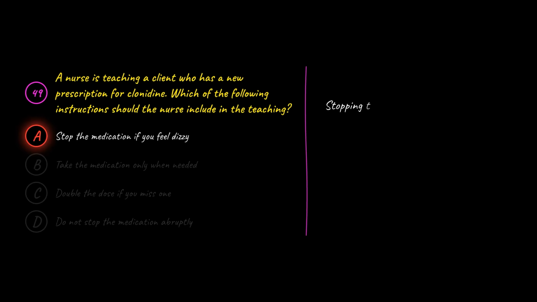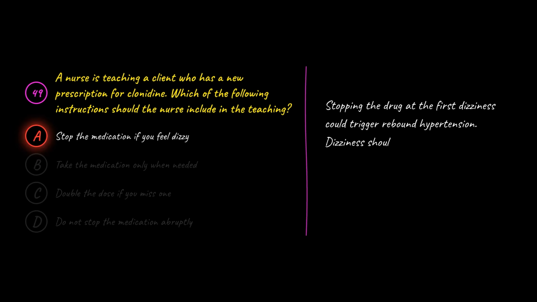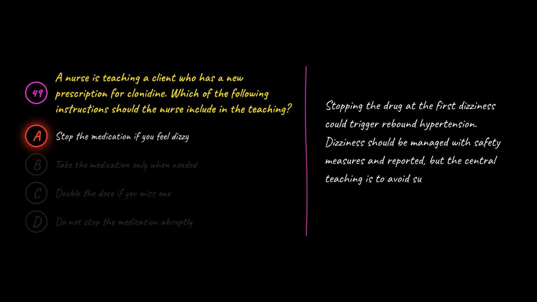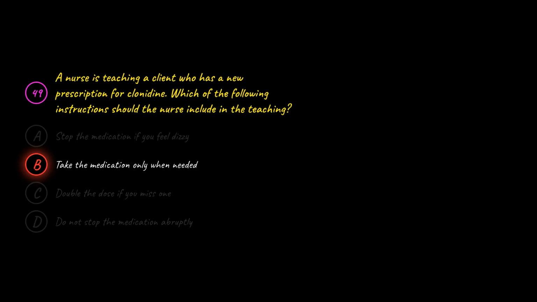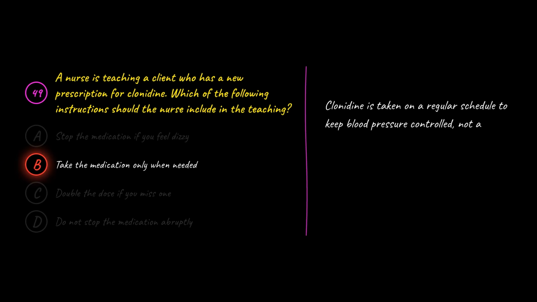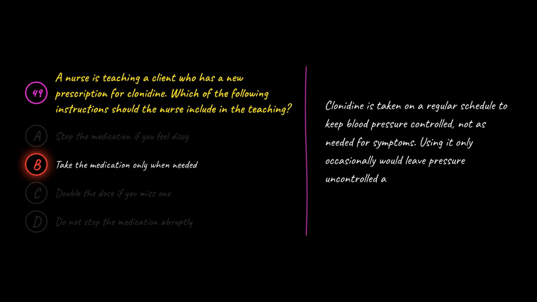A is wrong because stopping the drug at the first dizziness could trigger rebound hypertension. Dizziness should be managed with safety measures and reported, but the central teaching is to avoid suddenly halting clonidine, which this option dangerously suggests. B is wrong because clonidine is taken on a regular schedule to keep blood pressure controlled, not as needed for symptoms. Using it only occasionally would leave pressure uncontrolled and invites rebound effects. So this instruction is incorrect.